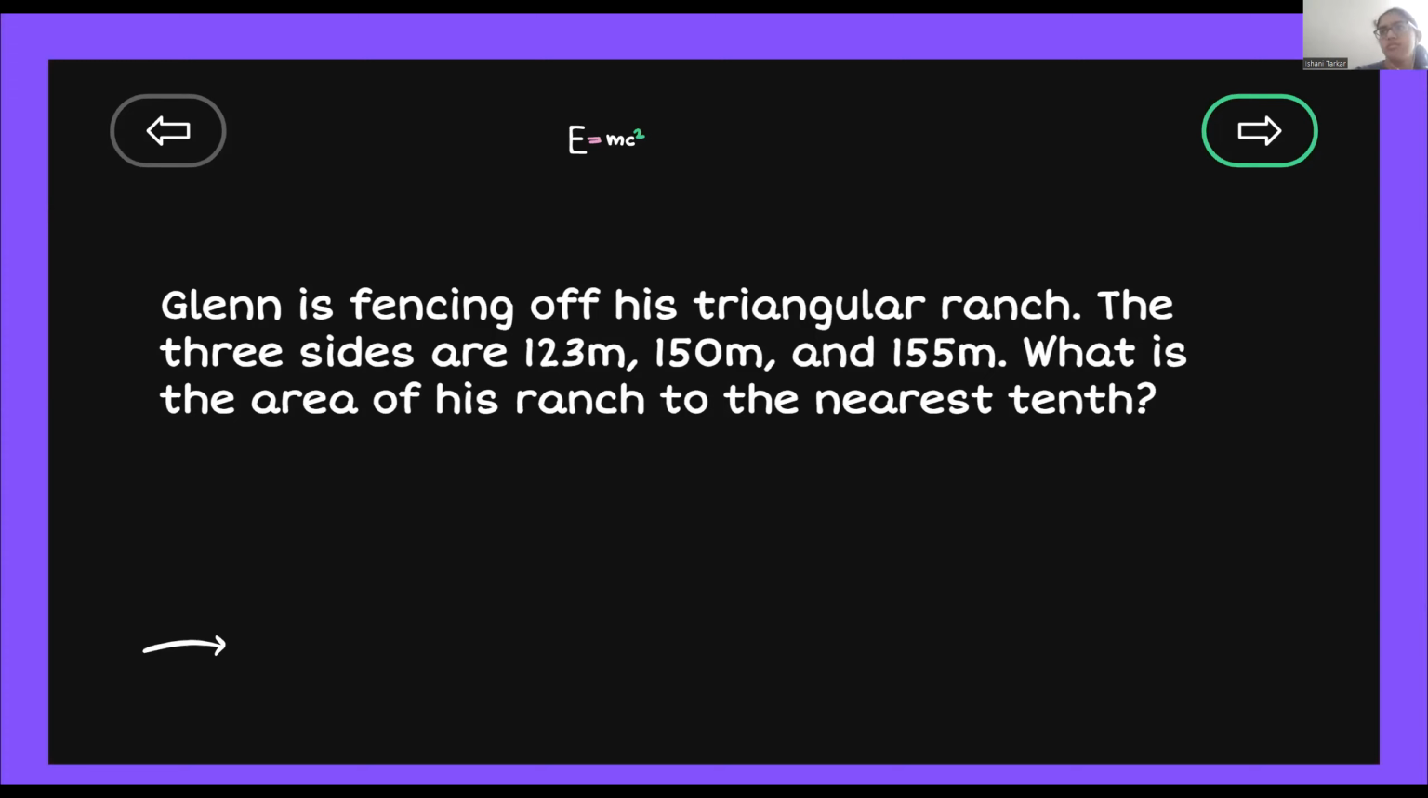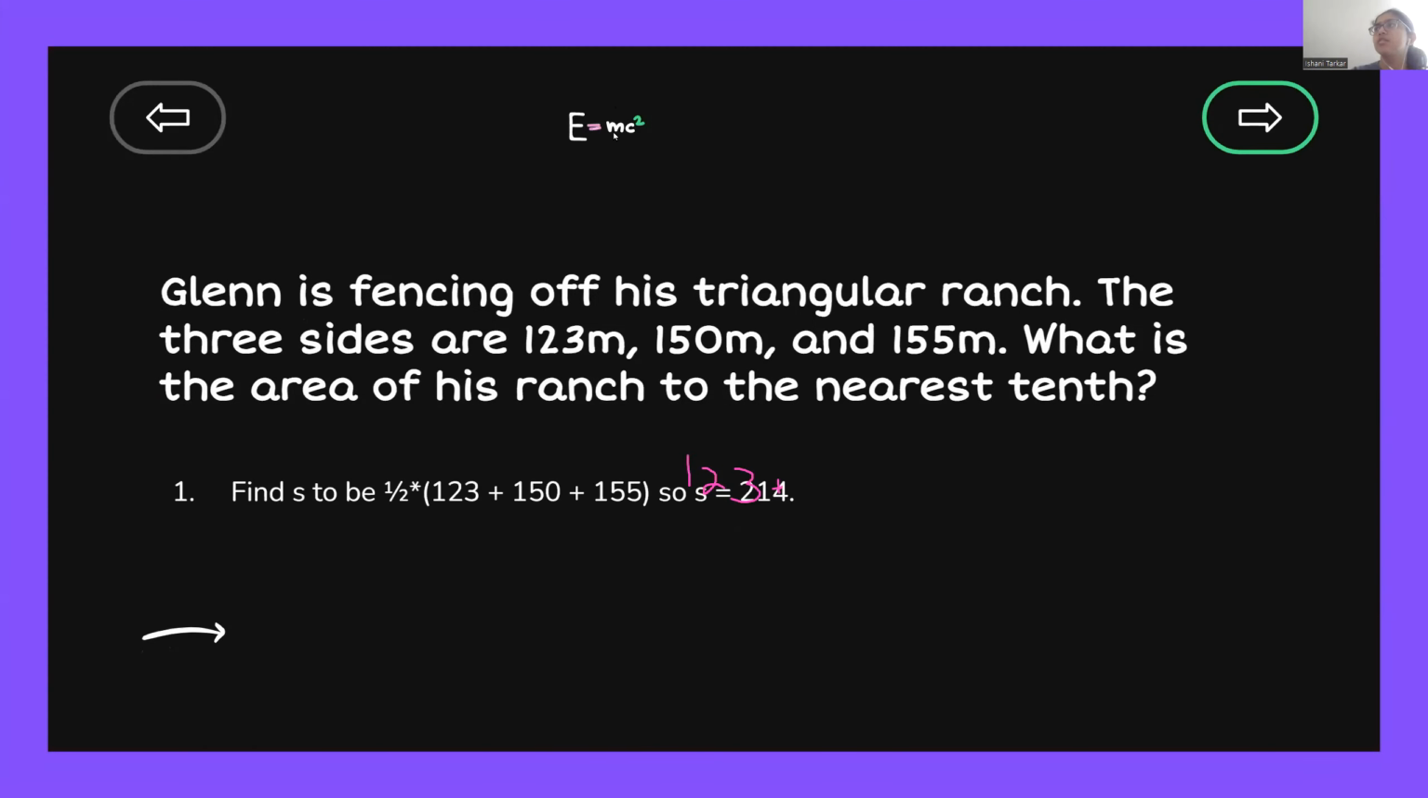Okay, so I don't see any answers. The first thing you should do is calculate the semi-perimeter of this triangle. So in the chat, what is the semi-perimeter of the triangle? What is half of the perimeter? 123 plus 150 plus 155, you would find the semi-perimeter to be 214. Good job.